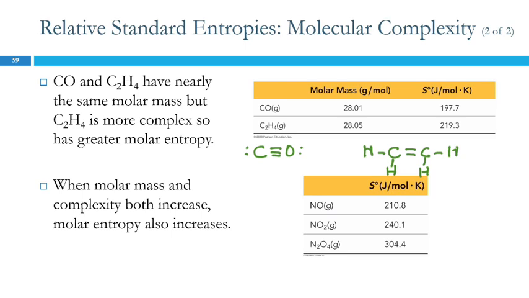Any questions? If you have molar mass and complexity both increasing, then entropy will also increase. So here we have nitrogen-oxygen compounds. They're getting more complicated, and their molar mass is also getting larger, and so the entropy is increasing.